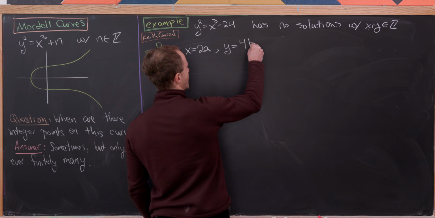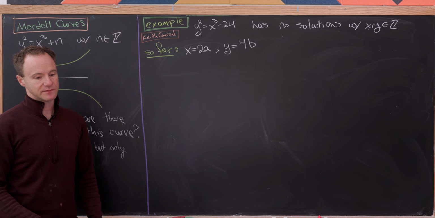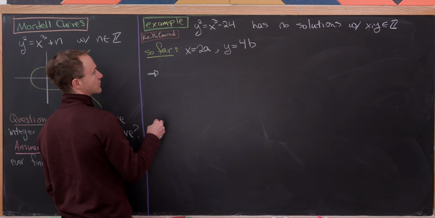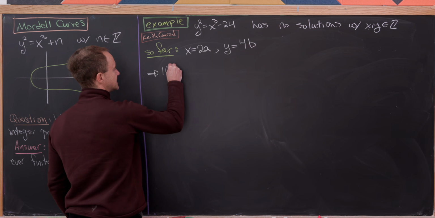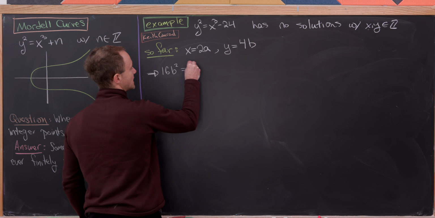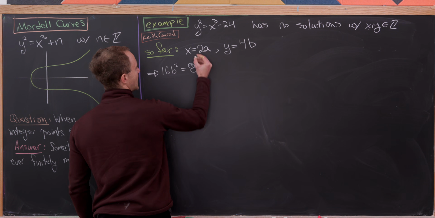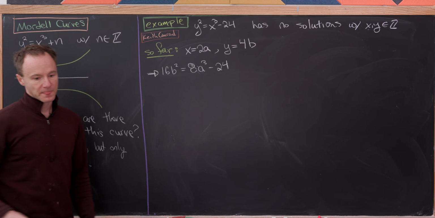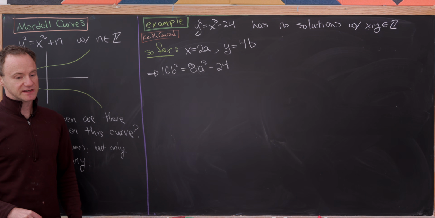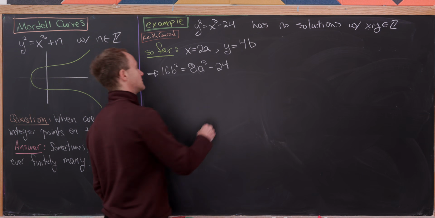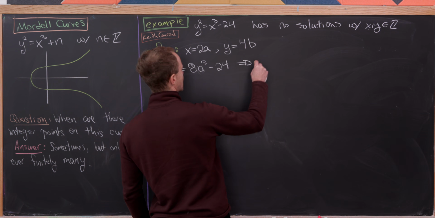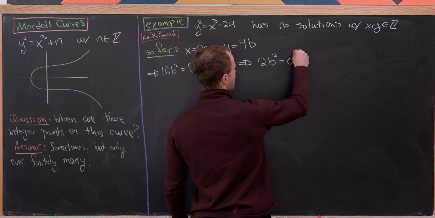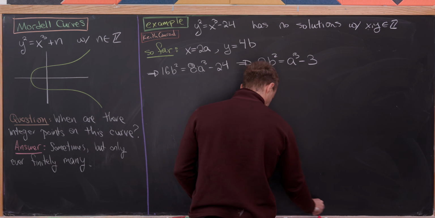So that means we can write y as 4 times b. Okay, so now plugging that into our original equation, we'll have 16 times b squared equals 8 times a cubed minus 24. But from here what we can do is divide this entire equation by 8. So that'll give us 2 times b squared equals a cubed minus 3.